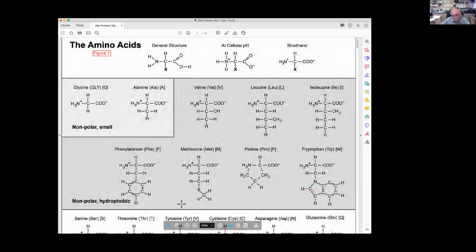Here's methionine. You can see that it's a sulfide, not a disulfide, but a sulfide. The electronegativity difference between sulfur and carbon is almost nothing, so that's a nonpolar bond.